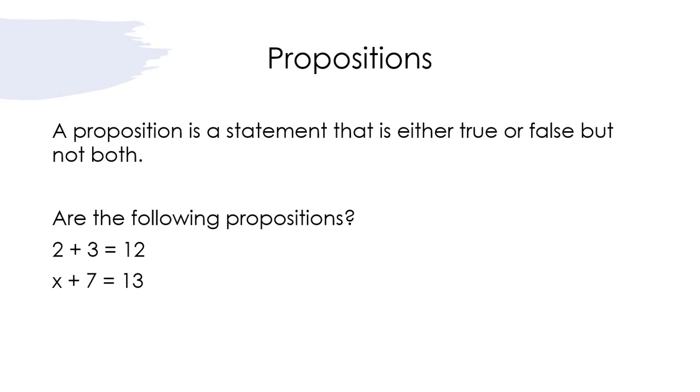X plus 7 is equal to 13. Now you might be tempted to say that yes, this is a proposition. However, let me ask you, what is x? We have no idea. X is some unknown. Yes, if x is 6, this would be true, but what if x is some other value? Therefore, this statement here can be both true or false. So since it can be both, it means that it is not a proposition.